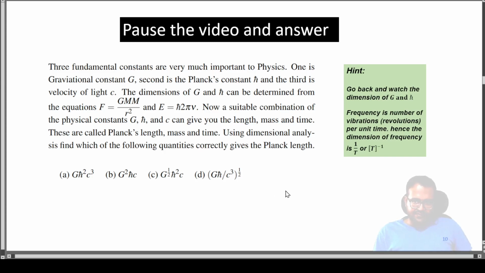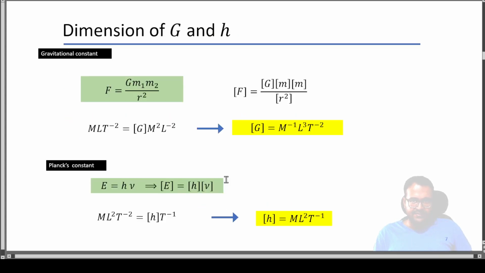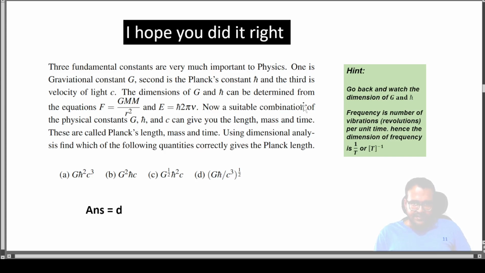If you have already paused and checked and tried, I would like to tell you the answer will be the D part. I think you got it right. If you didn't, then once again go here and check the dimension of G and h, and then combine them, check it one by one, which will be the dimension of length. Anyways, these are the kind of questions which come in exams.